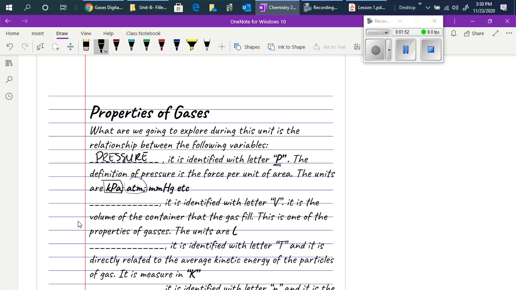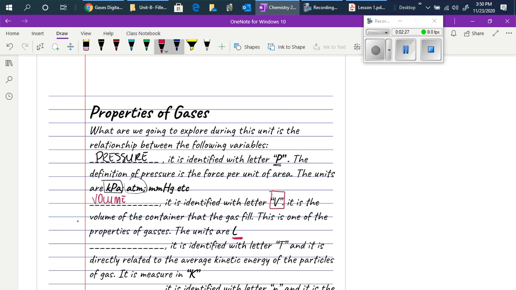Another quantity that we will work with and discuss in terms of the properties of gases is volume. And for volume, we have to keep in mind that gases fill the volume of the containers that they are in. So they do not have a specific or defined volume, but they take the volume of the container that they are in. Volume is identified by capital V, and it is measured in liters.